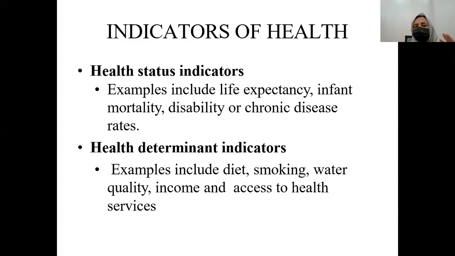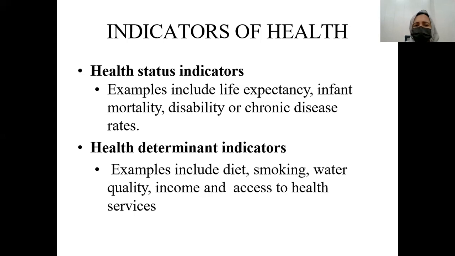Broadly, we have categorized health indicators into two broad categories. And what are those categories? Health status indicators and health determinant indicators. In our first lecture, regarding the concept of health, we defined health, and then we also discussed the determinants of health: what are the factors which affect the health of an individual? Fine. So indicators are quite in line with that concept.